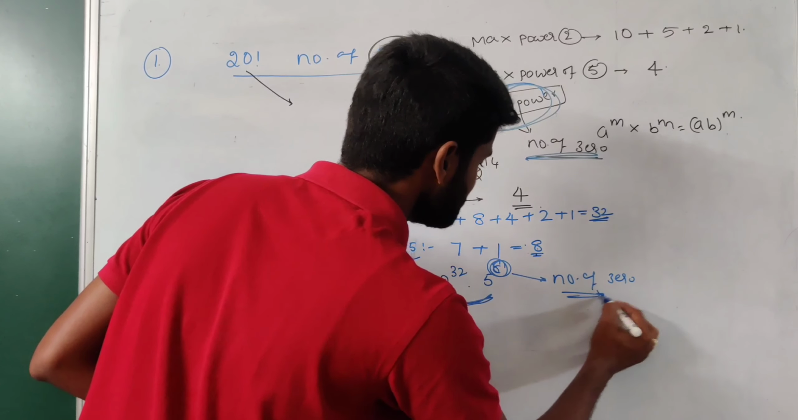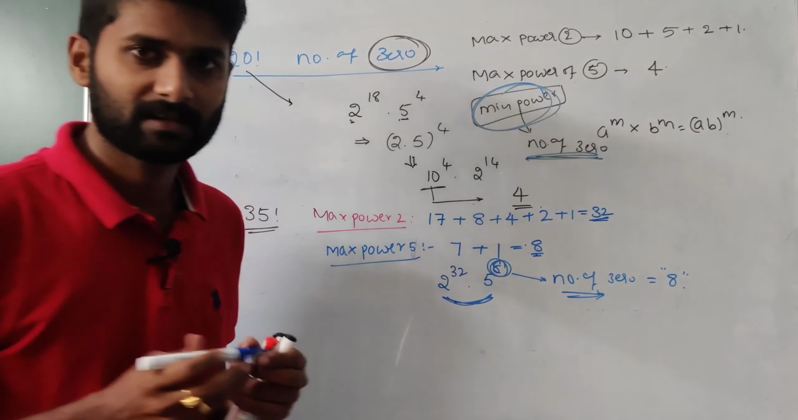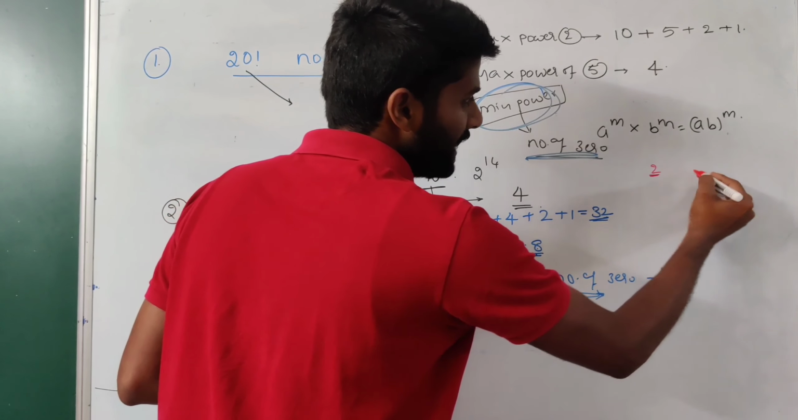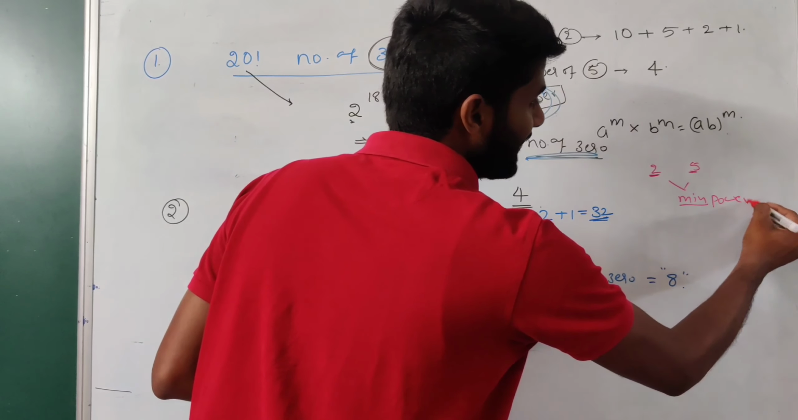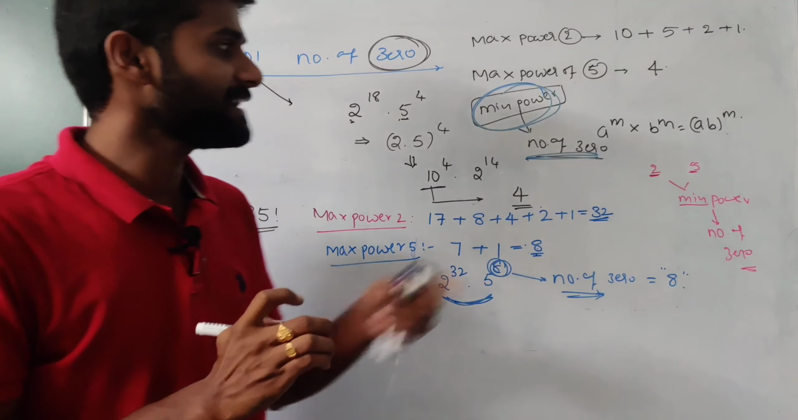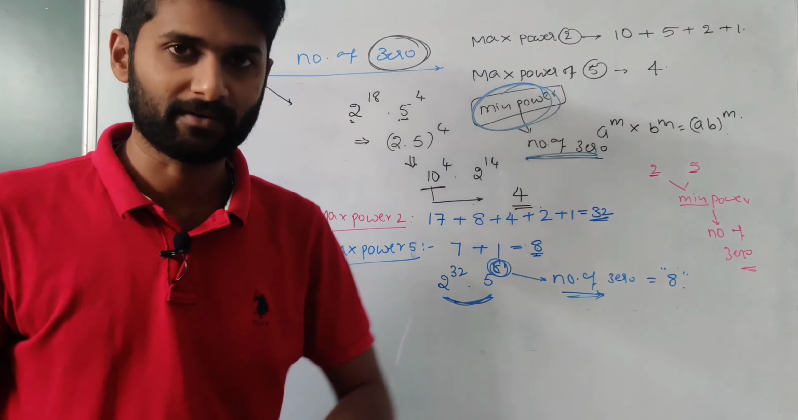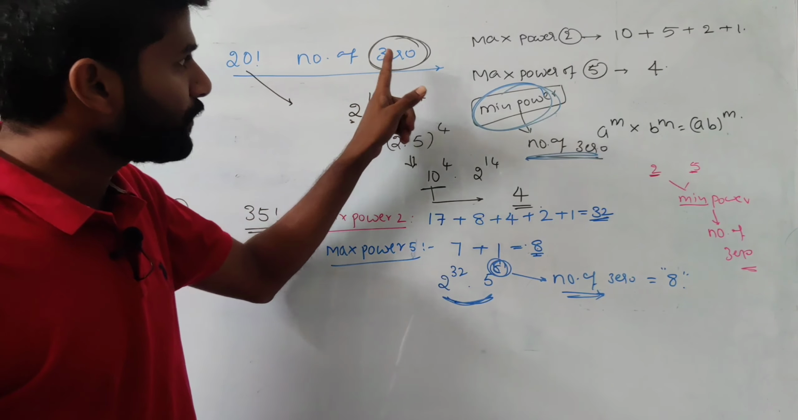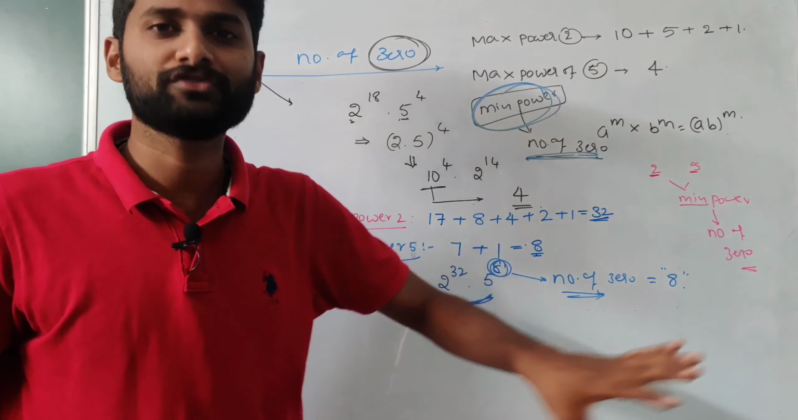So the number of zeros in 35 factorial is 8 only. Clear? When we observe these types of questions, note that between 2 and 5, the minimum power decides the number of zeros in the given expression. Either 2 or 5 can hold the minimum power, and that minimum power defines the number of zeros. So if you want zeros, you can focus on 2 and 5. Out of 2 and 5, the minimum power decides the number of zeros.